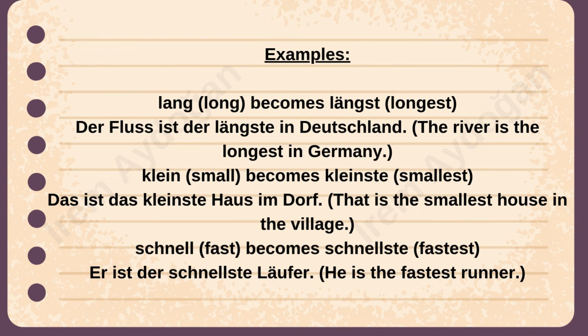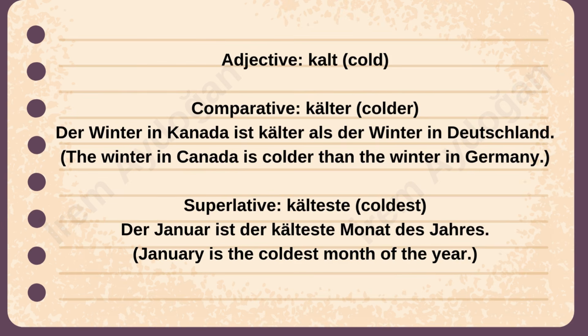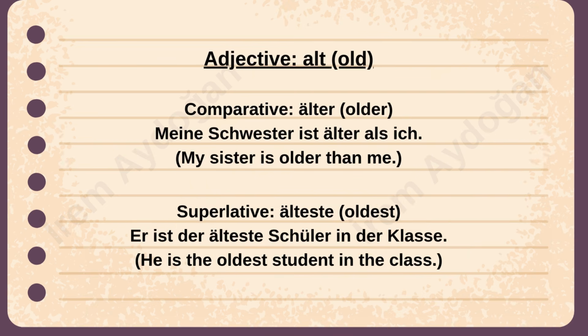Der Januar ist der kälteste Monat des Jahres. January is the coldest month of the year. Der kälteste Monat. We use article der and kälteste Monat. Ist der älteste Schüler in der Klasse. He is the oldest student in the class.